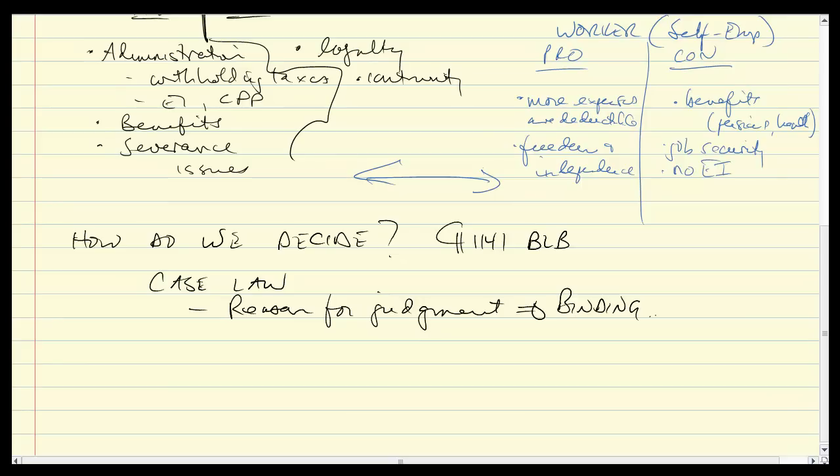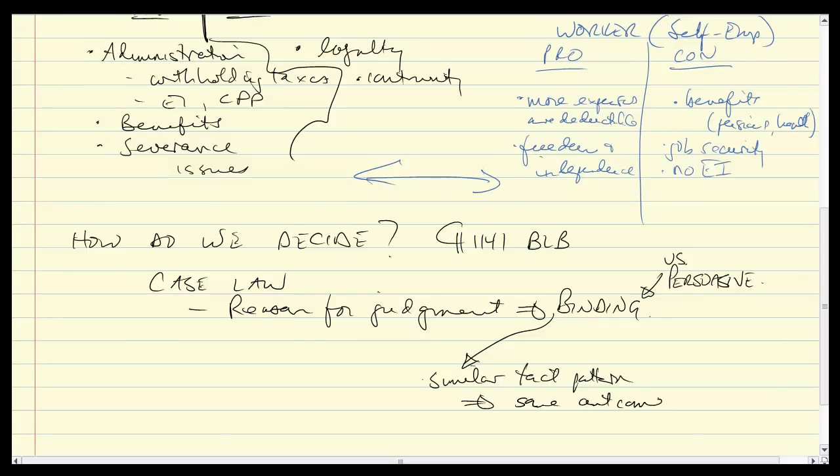So whatever they say, okay, we did this because of this. And binding, as opposed to, there are lots of different terms that float around here, but versus persuasive. There are other things in law that are persuasive, meaning you have to look at them, but they don't bind you. But binding means you have to follow it. So in the case of employed versus self-employed, what that means is if you have a similar fact pattern, then you can infer that you will have the same outcome as the case that was decided.